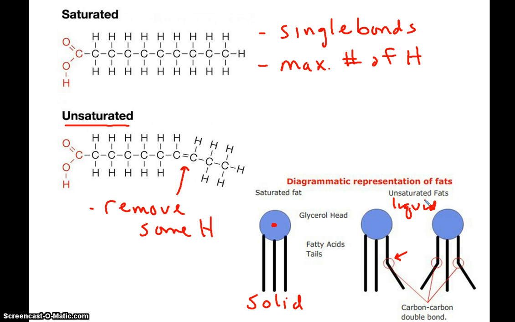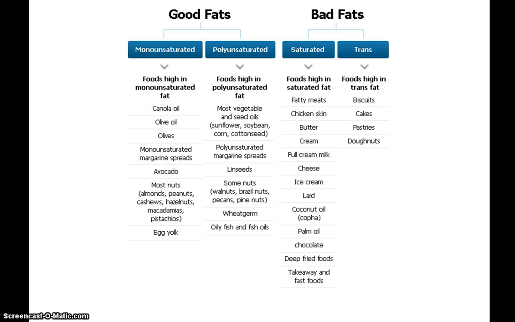They'll stay liquid at room temperature. So let's look at the good fats and bad fats. The bad ones are over on the right. A lot of you may know this already. The saturated fats: fatty meats, chicken skin, butter, cream, a lot of the dairy products. They are all made up of fatty acids that are saturated. And then in just a minute we're going to talk about these trans fats that you've probably heard a lot about lately in the news.